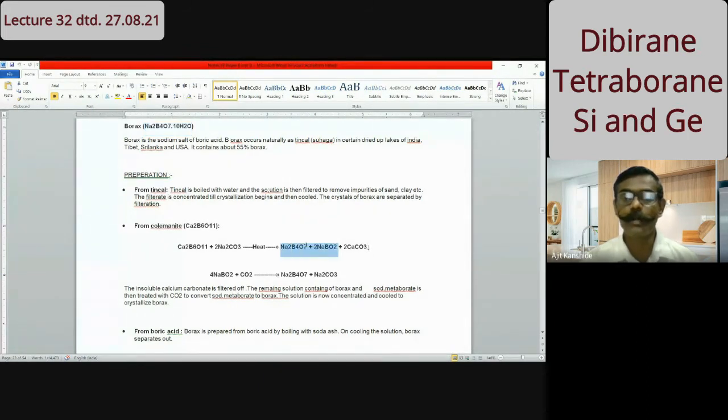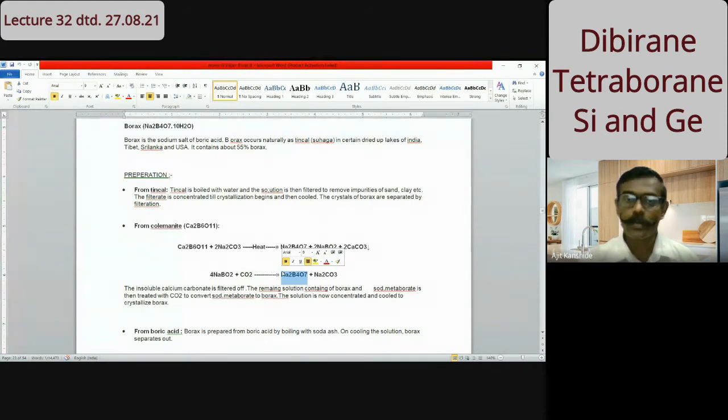But the other two compounds are soluble in water. What's the second step? Whatever the filtrate is, filtrate means clear solution. In that clear solution, pass excess carbon dioxide. So what will we get? Sodium carbonate back, and our desired product, that's a sodium borate, or you can say borax, Na2B4O7.